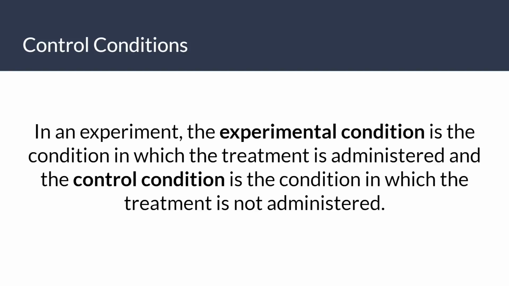So in an experiment, the experimental condition is the condition in which the treatment is administered, and the control condition is the condition in which the treatment is not administered. So one group will receive a vaccine and the other group will not receive a vaccine. And the group that received the vaccine is called the experimental group, while the control group is the group that did not receive any type of manipulation.